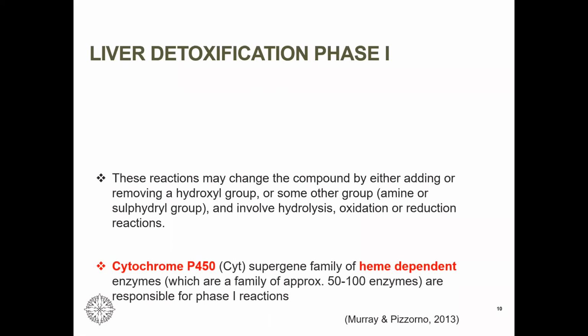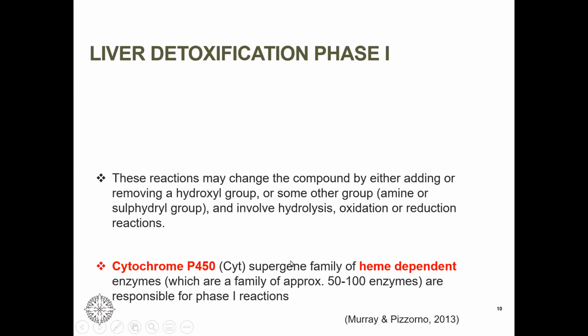And how do we do it? Now, please remember that there are about 50 to 100 enzymes, but they are given one name, cytochromes. And as the word has chrome in its name, it is heme dependent. They are present in many places in our body. As you would recall, it is the same family that works in the electron transport chain. But here in the liver, we call them cytochrome P450.